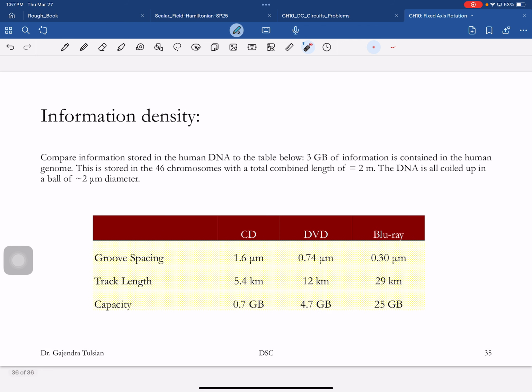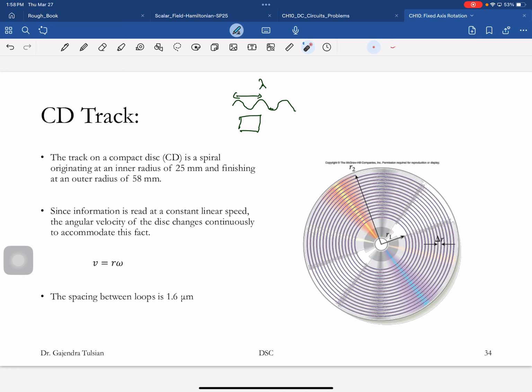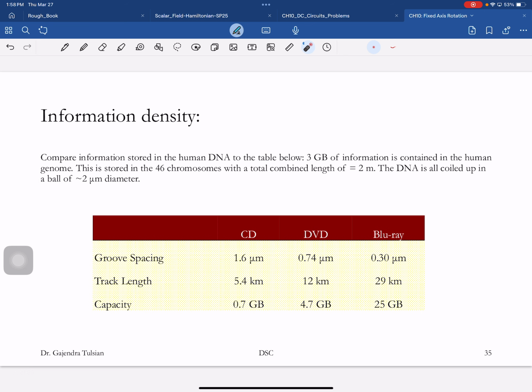And that's what happened. You first had CDs, and the groove spacing was 1.6 micrometers. A micrometer is roughly the size of a cell. Then you went to DVDs. They had a laser that was using a smaller wavelength, almost half the wavelength. And you see, you could pack 5 times the information. How come 5 times? This is half the wavelength, twice. This is area, 2 squared is 4. So 5 times the information.